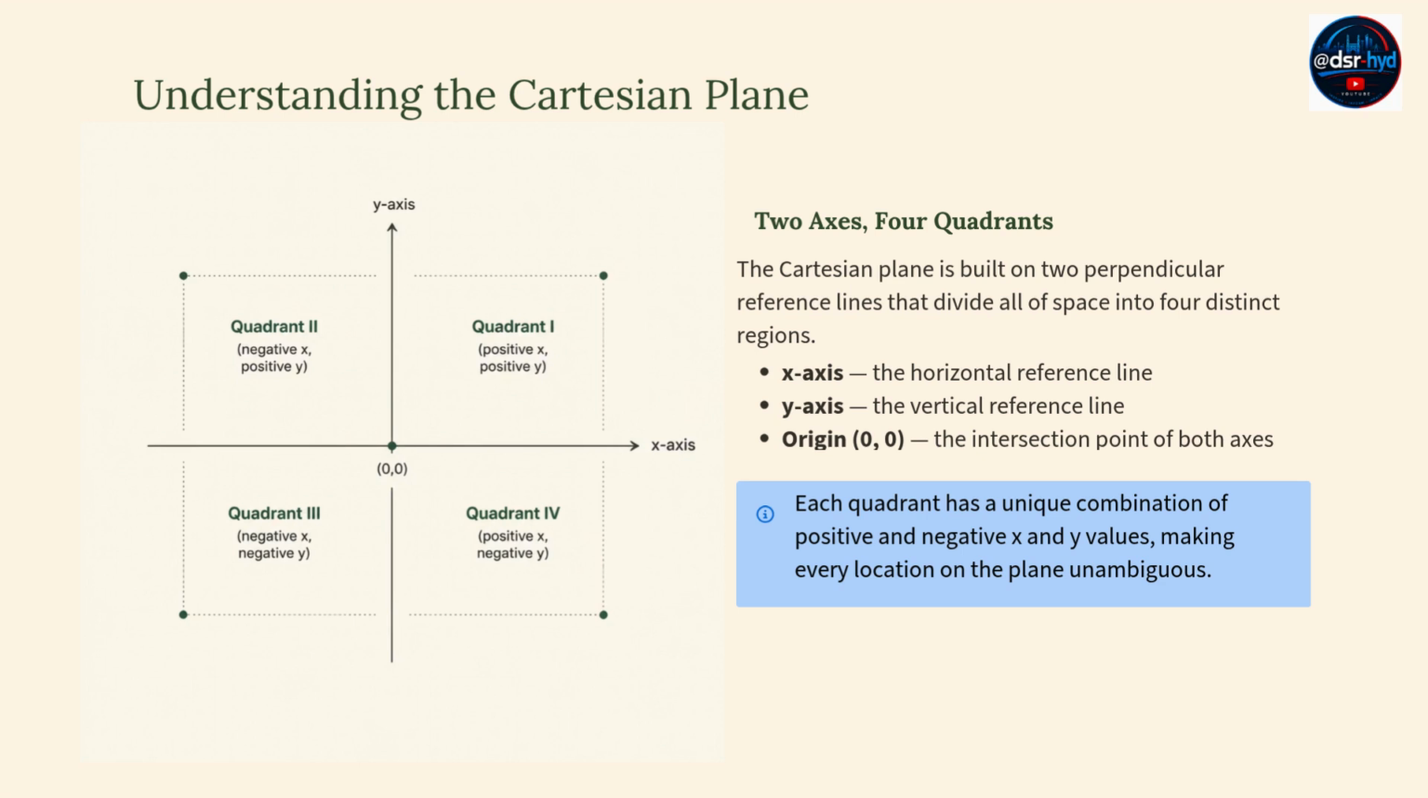Understanding the Cartesian plane. The Cartesian plane consists of two perpendicular lines. The horizontal line is called the x-axis. The vertical line is called the y-axis. Their intersection is known as the origin, represented by (0, 0). These axes divide the plane into four quadrants. Each quadrant has a unique combination of positive and negative values, allowing every point to have one unique position.